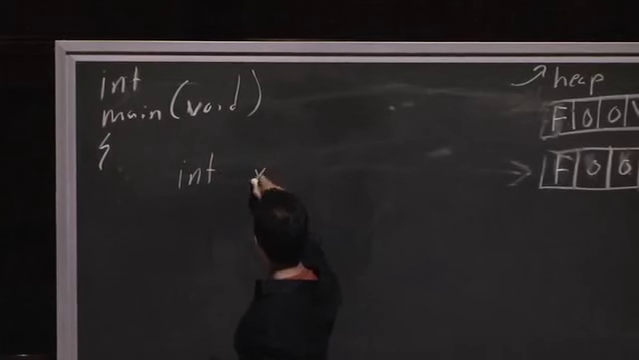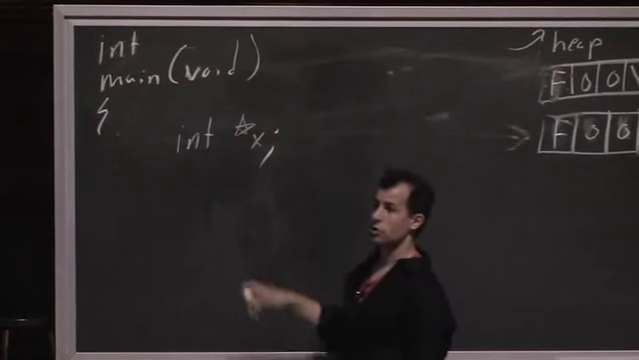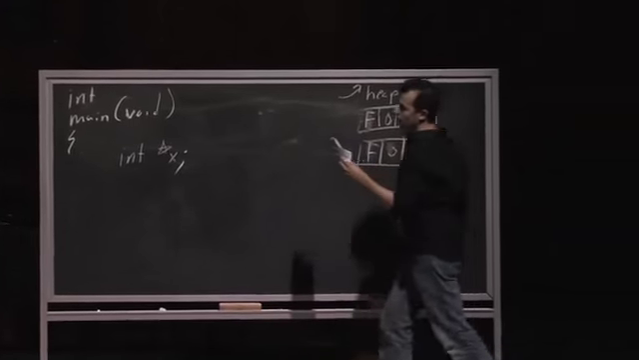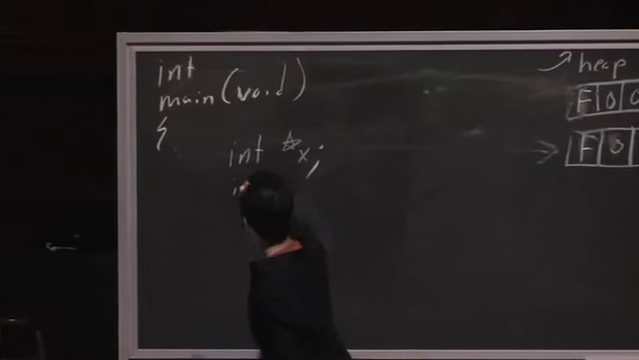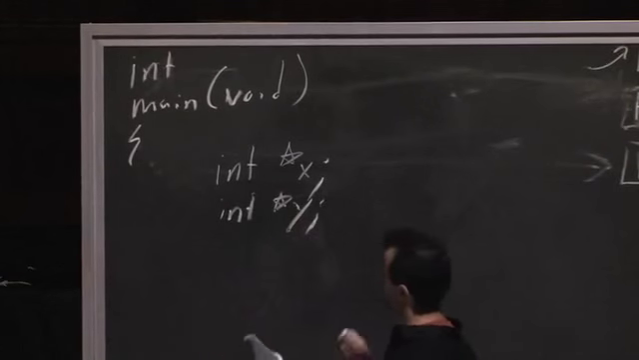All right, so I want first a pointer. I'm going to call it x. And how do I make a pointer to an int? Well, I use the star notation. So we've seen this before. So I have int star x. All right, now I'm going to have another pointer to an int. I'm going to call it int star y, semicolon. And then what if I do this?